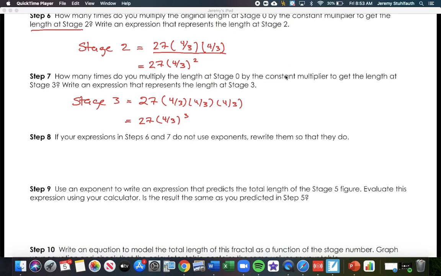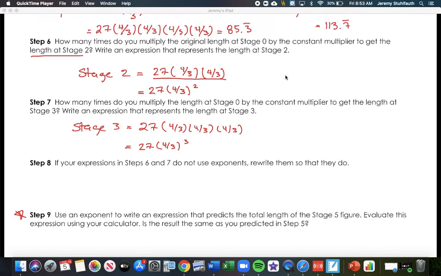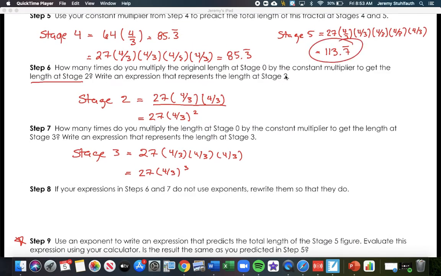So if we wanted to look at step 9 here, it says use an exponent to write an expression that predicts the total length of the stage 5 figure. Evaluate this expression using your calculator. Is the result the same as you predicted in step 5? So is it the same as this?